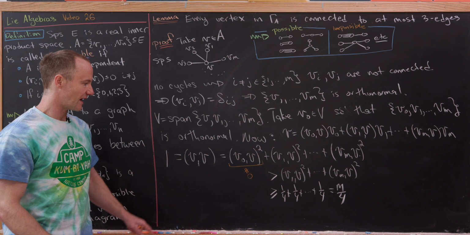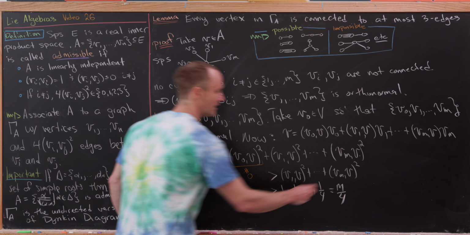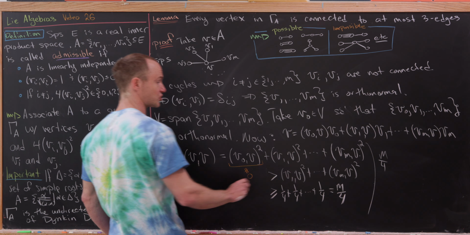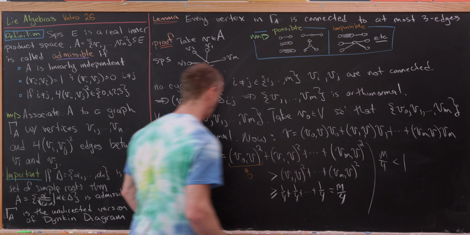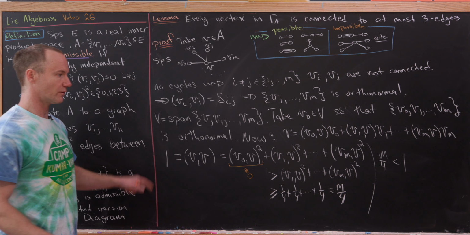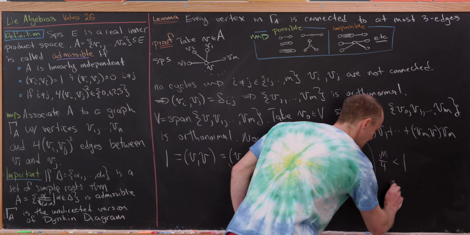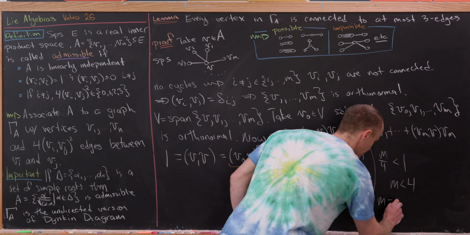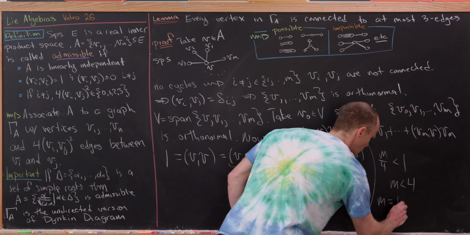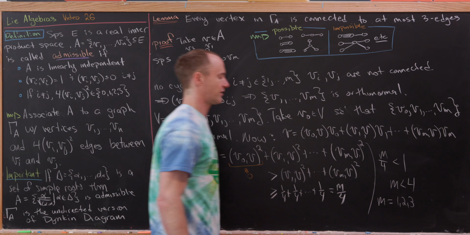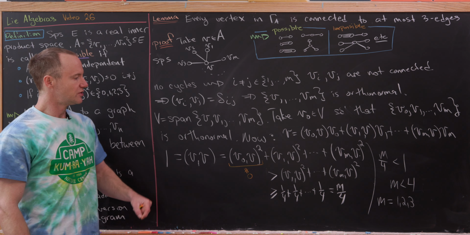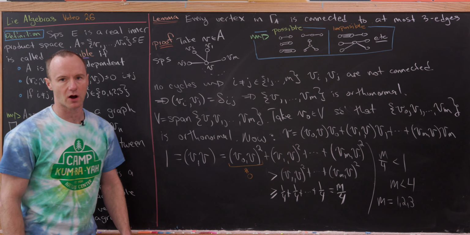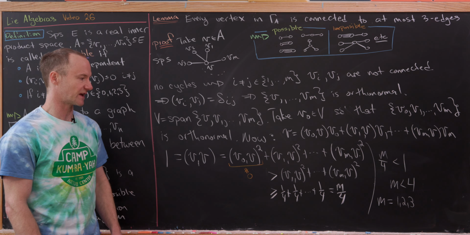So let's see what we have here. We have m over 4 is strictly less than 1, because we got 1 way over here, but that means that m is strictly less than 4, which means that m can only be equal to 1, 2, or 3. Notice that it could be equal to 0, but in our picture right here, we are assuming that there is some sort of connection.